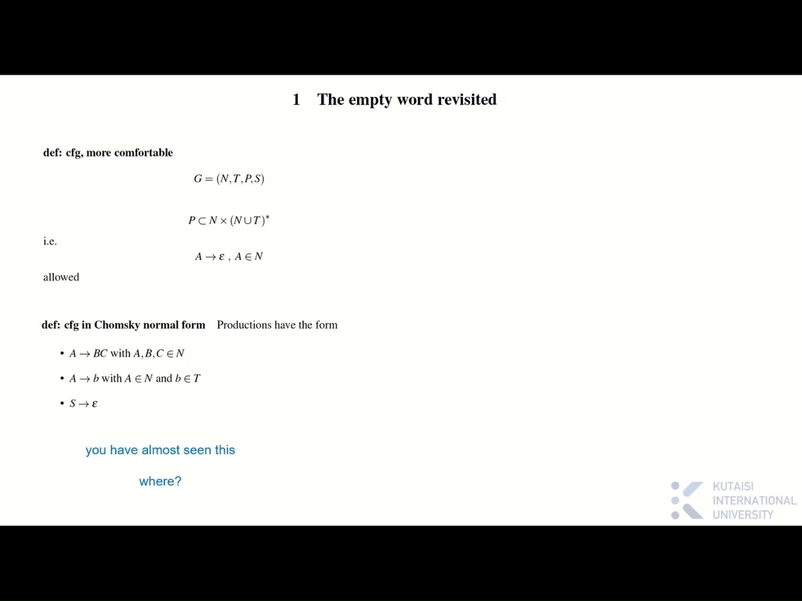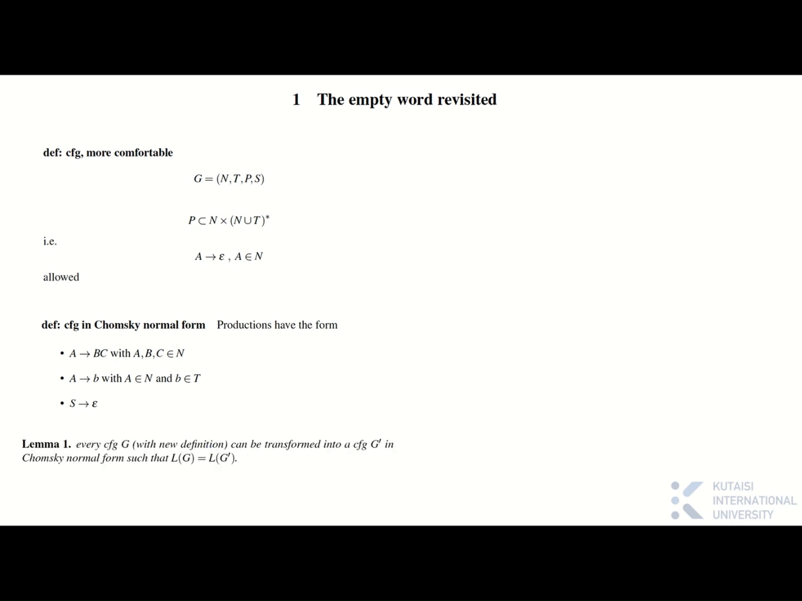So let's just go through this exercise. And you have seen it somewhere, and the question is where, but I don't know where you have seen this. Maybe in OS or something. Maybe it was not named Chomsky normal form, but you've seen context-free grammars in this form before, somewhere. So you might as well recall it.